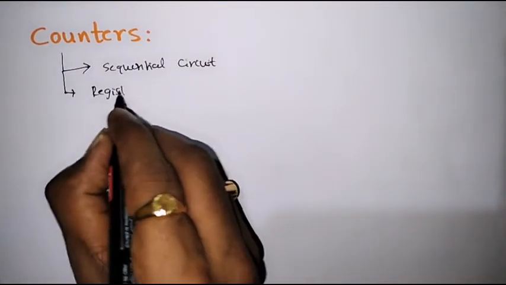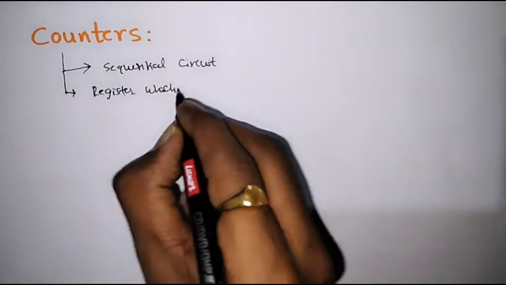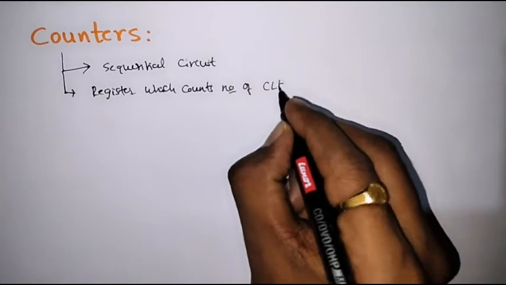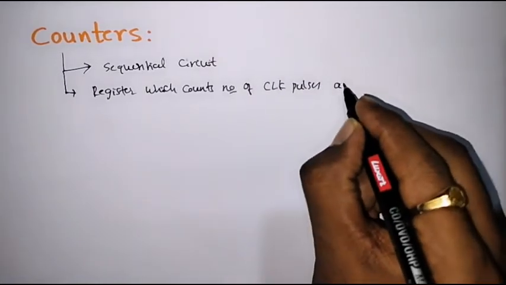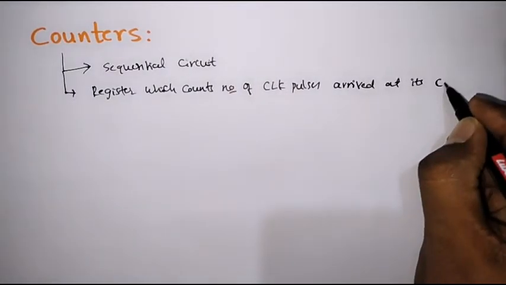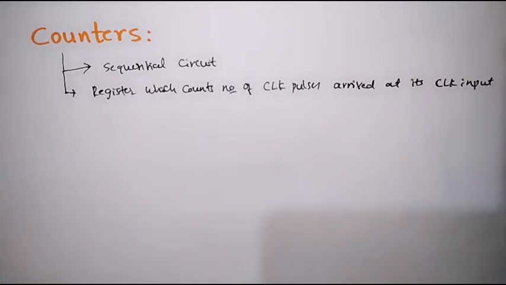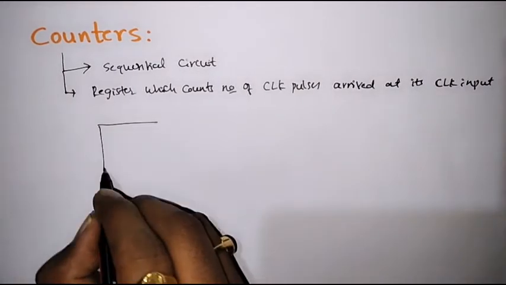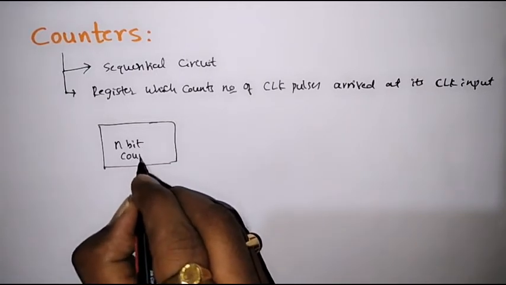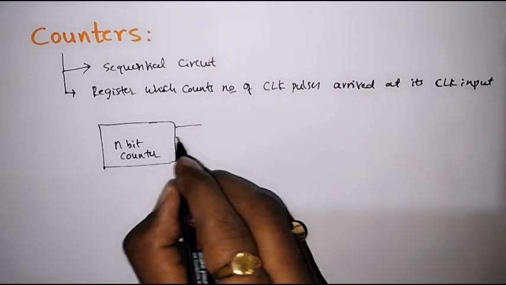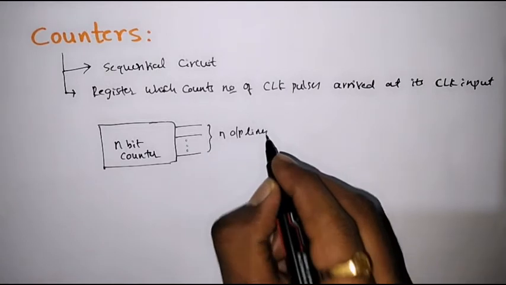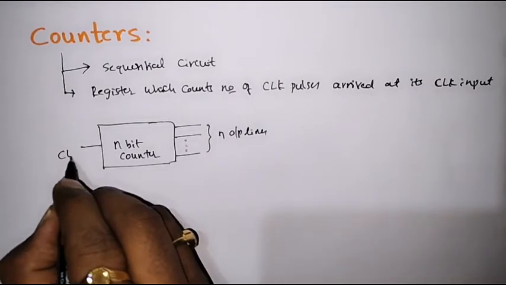It is a register which counts the number of clock pulses arrived at its clock input. It means an n-bit counter has n output lines and it has one input known as clock.